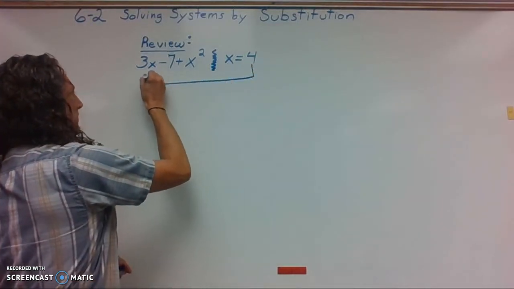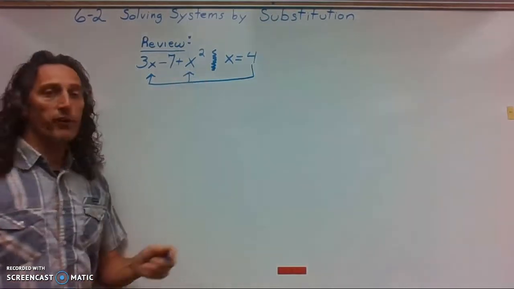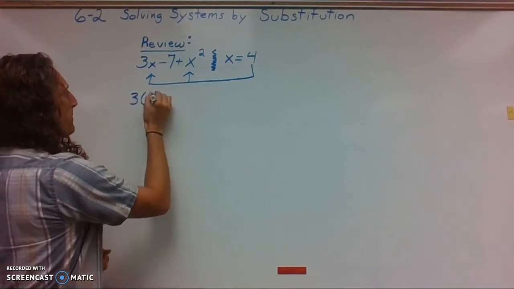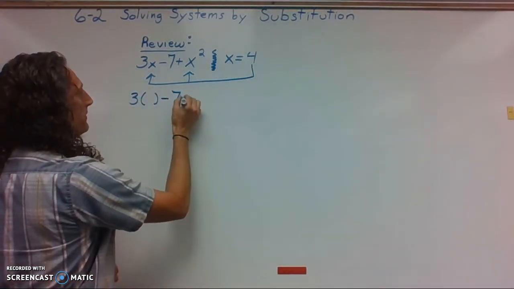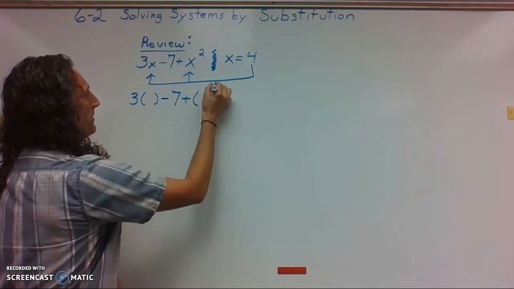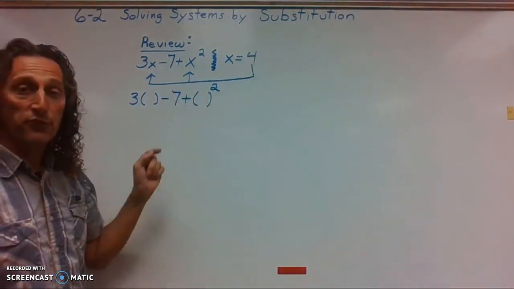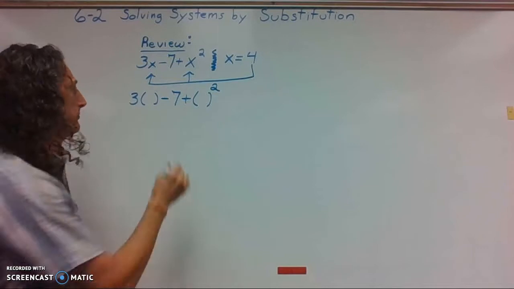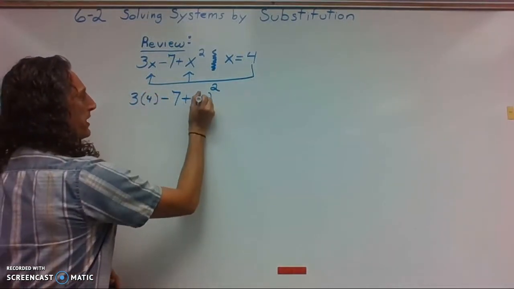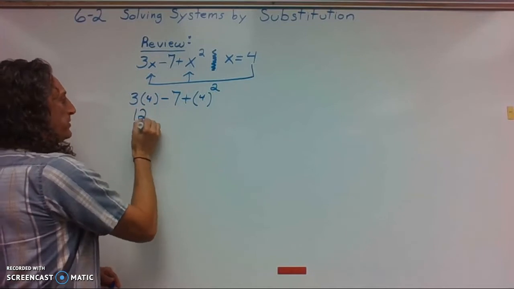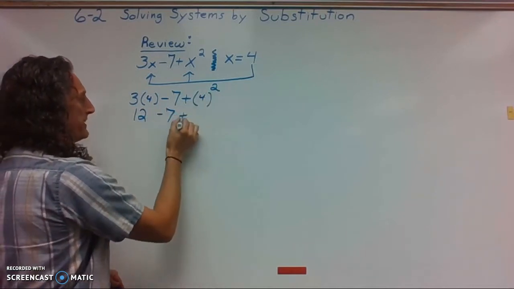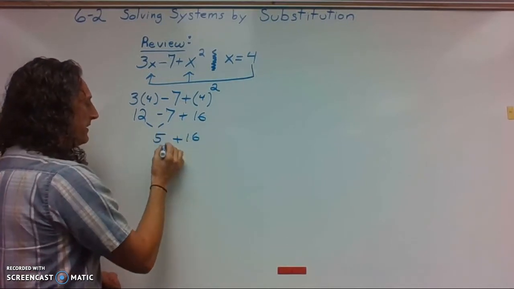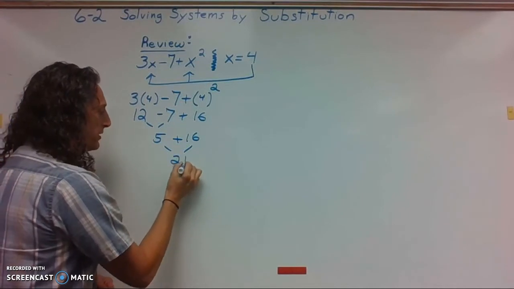But I'm going to come back here. And wherever I see an x, I'm going to put the 4. So I'm going to rewrite my equation real quick. And I'm going to put the 4 where the x used to be, because I'm substituting. So this is review. So I'm going to put a 4 there, put a 4 there. That makes 12 minus 7. 4 squared is 16. This makes 5 plus 16. And then that will add up to 21.